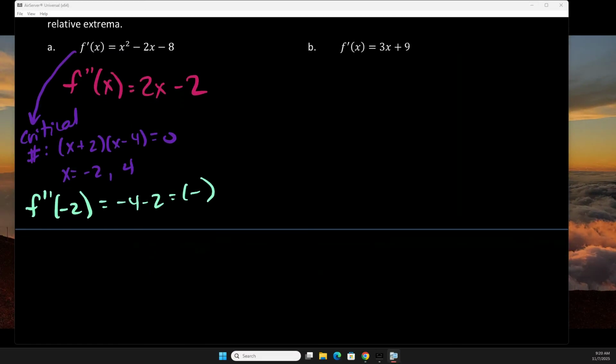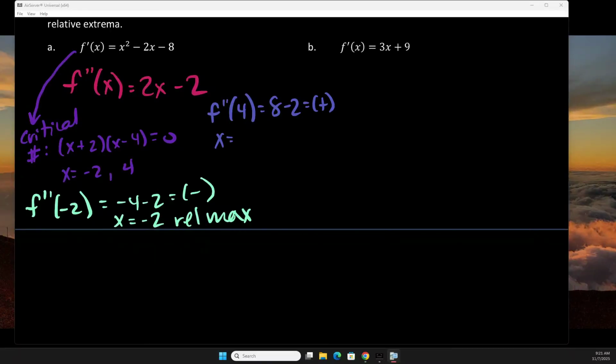So what does that mean we have at -2? Concave down and a relative max. Okay, let's see if I can squeeze the other one. So we also are gonna check 4. That's gonna equal a positive. So x equals 4 is the location of a relative min. It isn't the min. It's where the min lives.